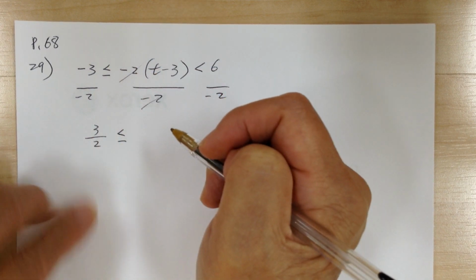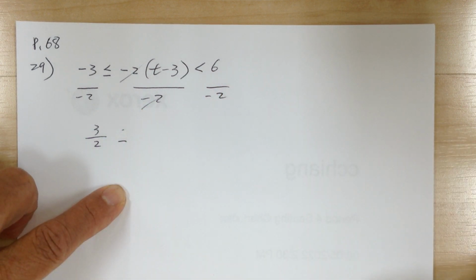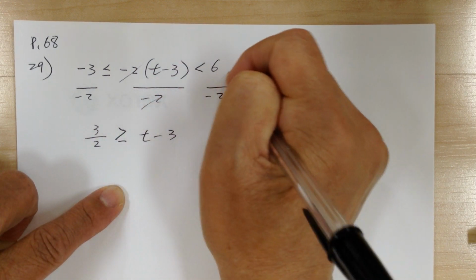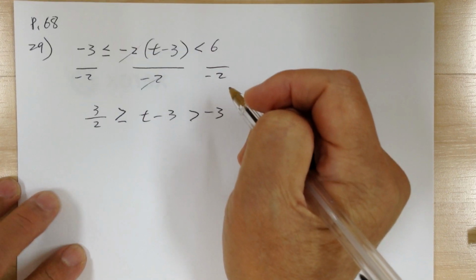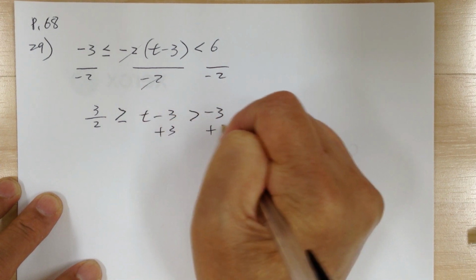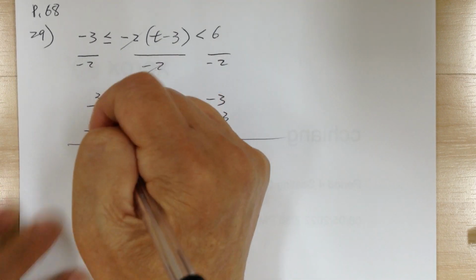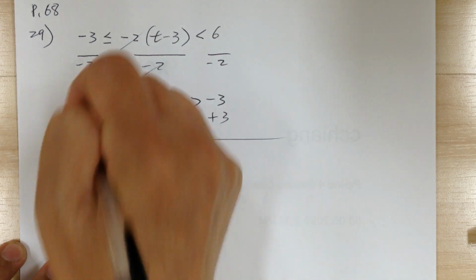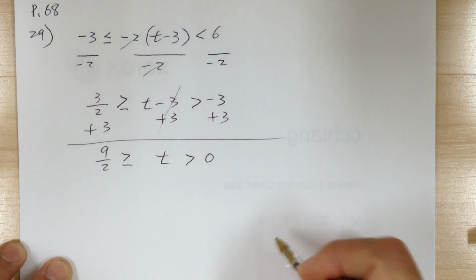Okay. When you divide by a negative number, you have to change the direction. So don't forget that. Again, divide by a negative number, you have to change direction. Then after that, I'm going to add 3 on all three sides. So when you add these, you're going to end up with 9 over 2. Again, you can use your calculator. So this cancels out, and this will equal 0.